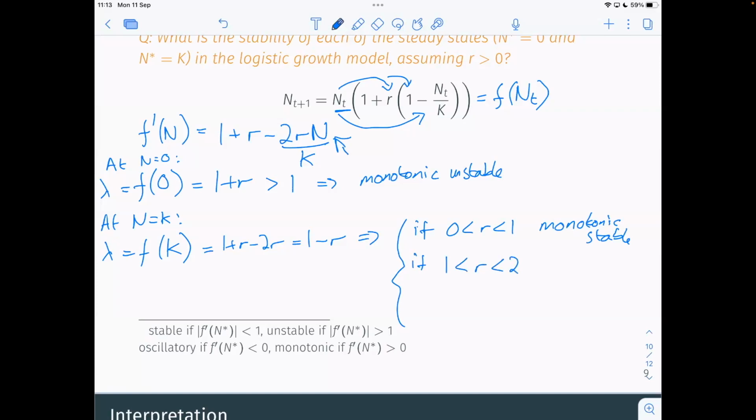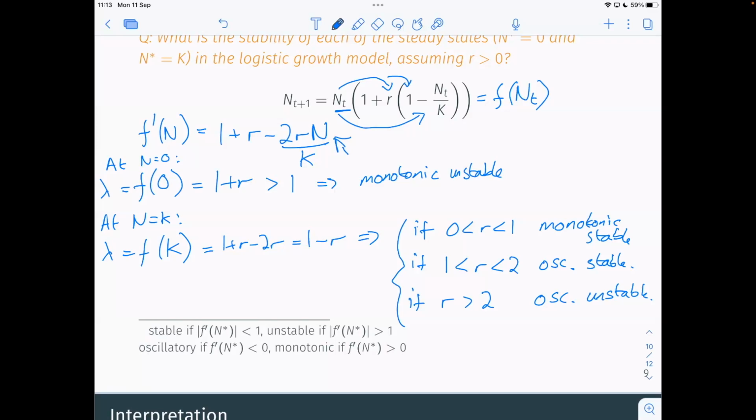If r is between 1 and 2, then lambda is going to be between -1 and 0. So it's going to be oscillatory stable. And if r is greater than 2, we're going to have, say, 1 minus 3 is minus 2. Then this is going to be oscillatory unstable. So we see the dynamics of the system around this carrying capacity depend on this intrinsic growth rate. As this intrinsic growth rate increases, we go from something that approaches our carrying capacity in a stable monotonic way, to something that oscillates but is stable, so we'll tend towards it in the long term, to something that's unstable and we don't tend towards it.